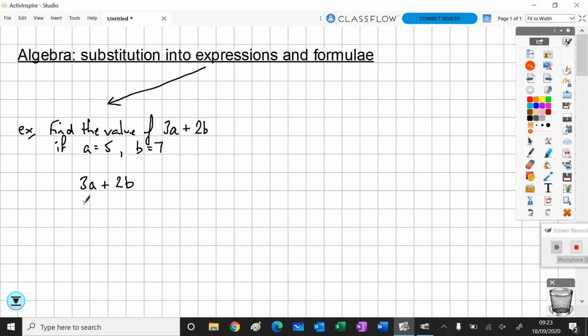Drop down a line, move a little bit to the left, and put an equal sign. And then just drop everything down underneath where it was originally. 3a means 3 times a, and a is 5, so 3 times 5 plus 2 times b.